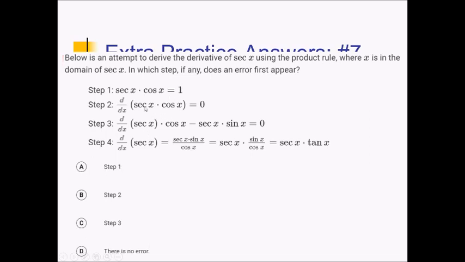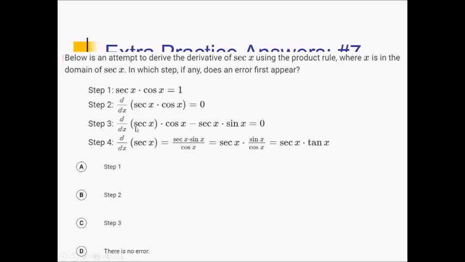Next step, step 2, derivative of this product here equals 0. Well, what happened here is we took the derivative of both sides of the equation. Derivative of secant x cosine of x is, well, whatever it is. But over here, derivative of 1, we know the derivative of a constant is 0. So step 2 is also good. So really, it's down to step 3 having a mistake or there not being any mistake at all. Those are the only answer choices left.